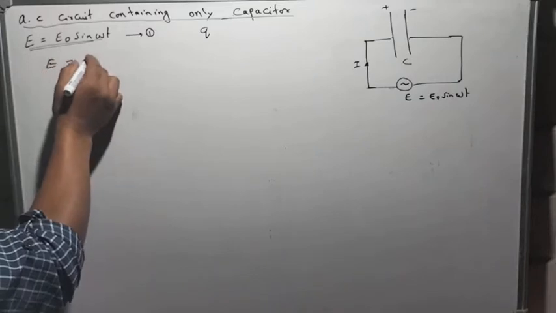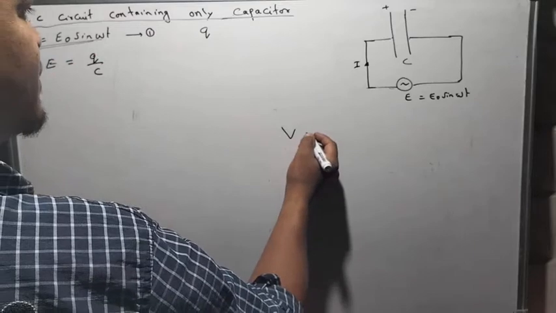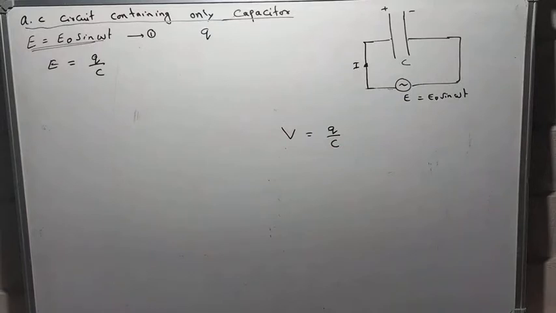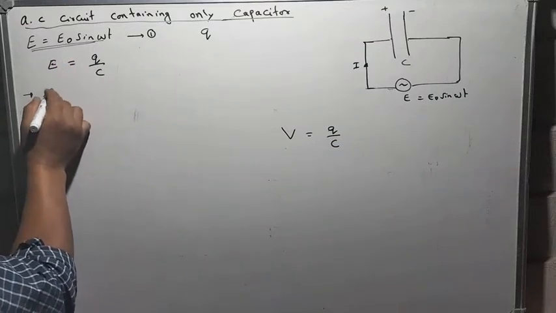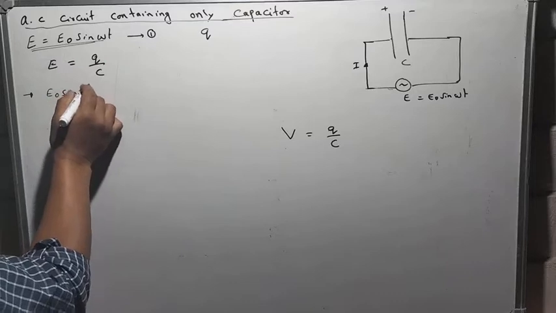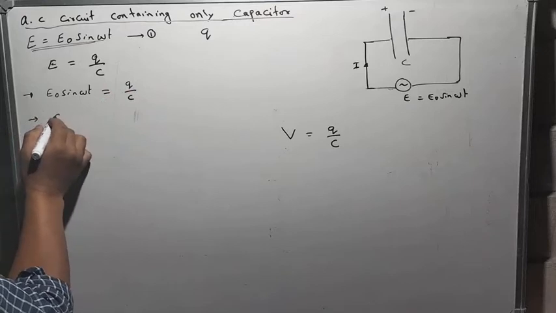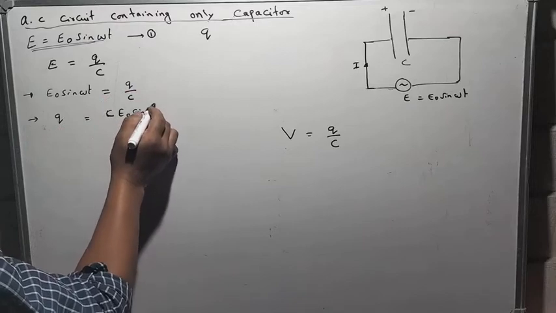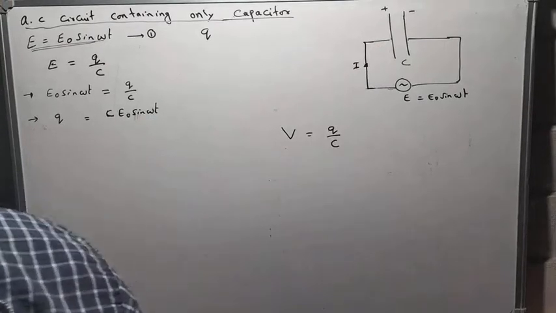that E is equal to Q upon C, because we know from the chapter on capacitors that V is equal to charge upon capacitance. So instead of E, I will write E naught sine omega t equal to Q by C. Or just Q is equal to C times E naught sine omega t. So this is the charge at a time t which is given to the capacitor.